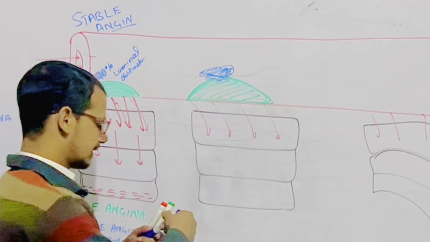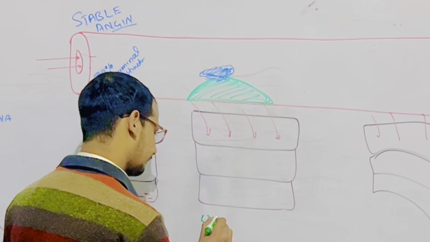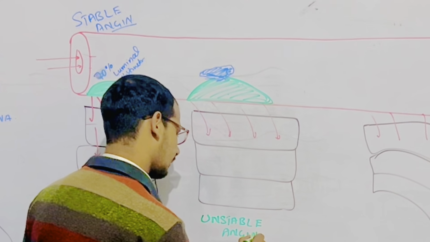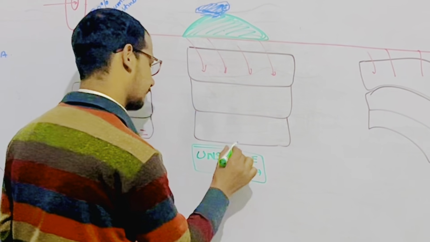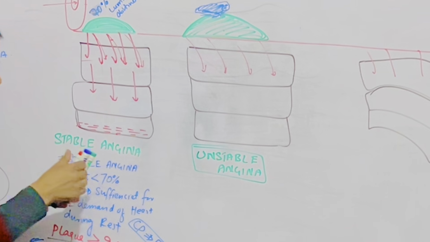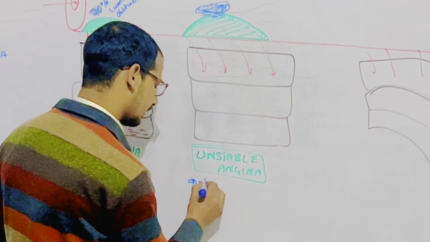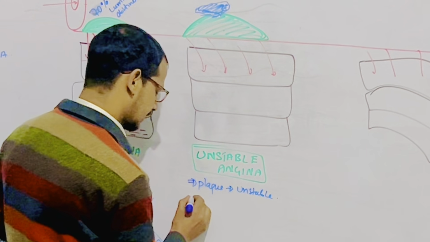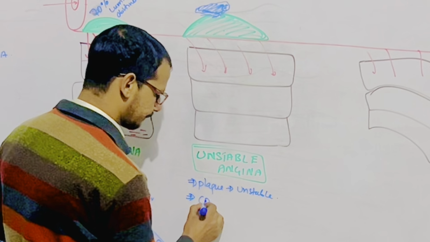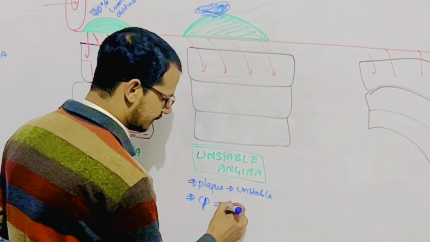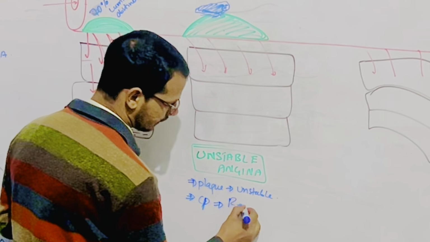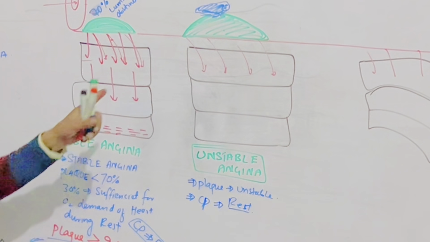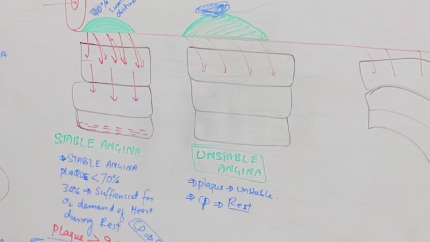And this is called unstable angina. In unstable angina, the plaque is unstable. Chest pain will be felt during rest if the blockage is more than 70%, like this.